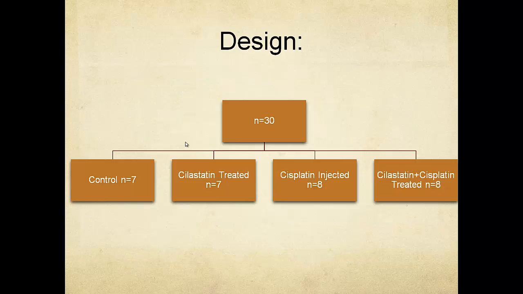So let's talk about the design. The total number of rats in the study was 30. The control group was 7 rats, in which nothing was done. In 7 rats, only cilastatin was given, and cisplatin was not given to them. In 8 rats, only cisplatin was injected, and in the remaining 8 rats, both cilastatin and cisplatin were injected.